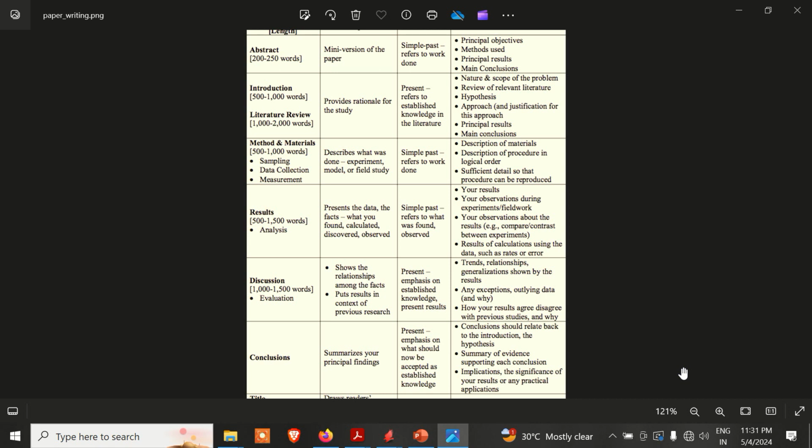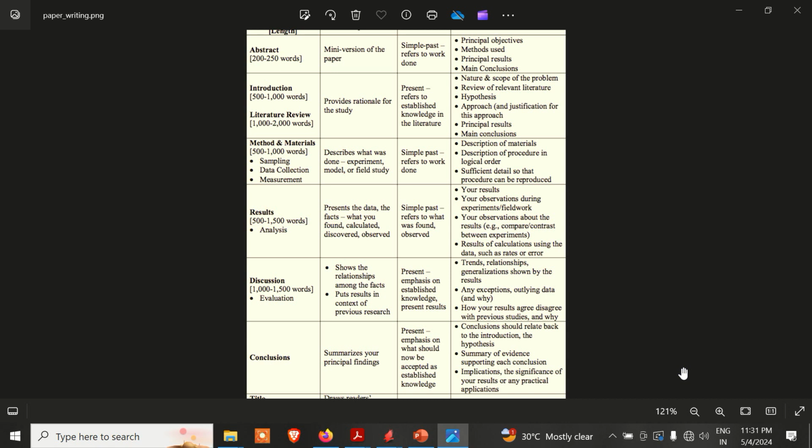The discussion is all about evaluation. You have to evaluate. Again, it could be around 1,000 words. You have to show the relationship among the facts, and put the results in the context of your previous published work. That's what you have to compare in the discussion.